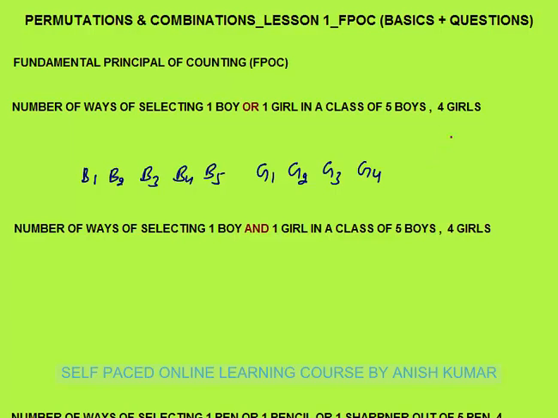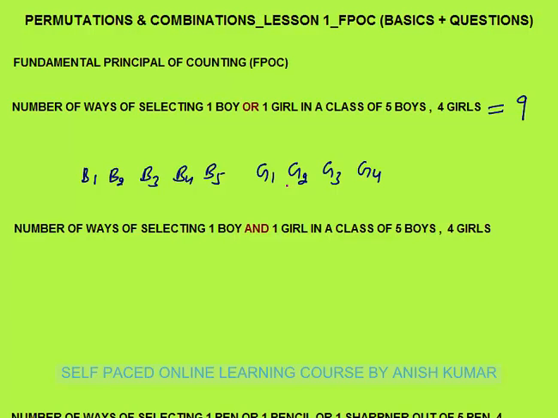Number of ways would be equal to 9, because I need to select one student, either a boy or a girl, out of 9 students in a class. So I can select any one out of 9. I can select B1, B2 or B3 or B4 or B5 or G1 or G2 or G3 or G4. I can select one student out of 9 students in 9 ways.